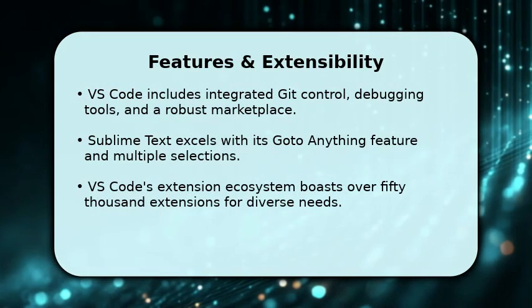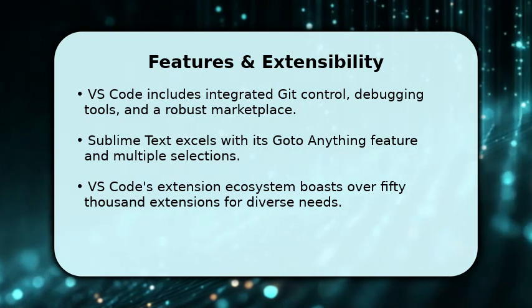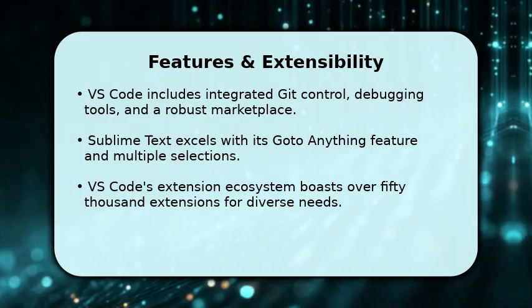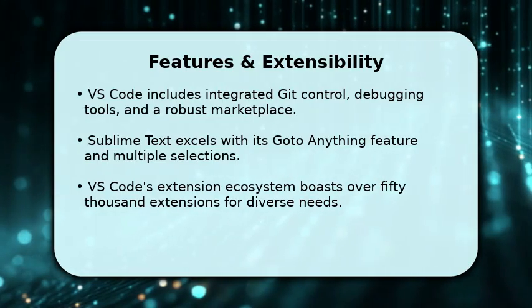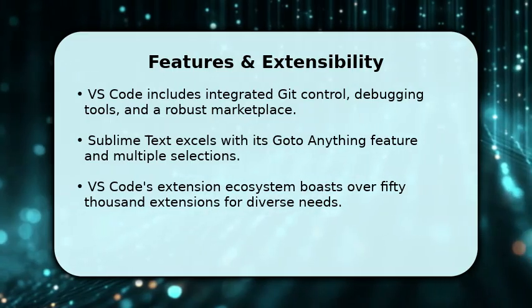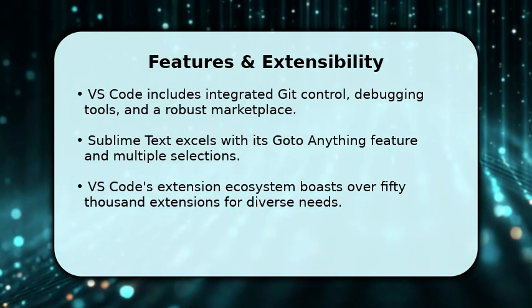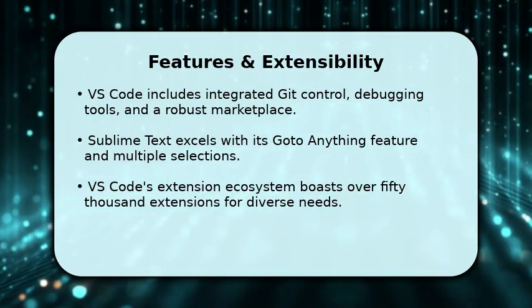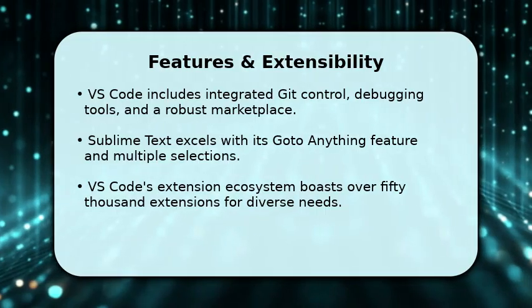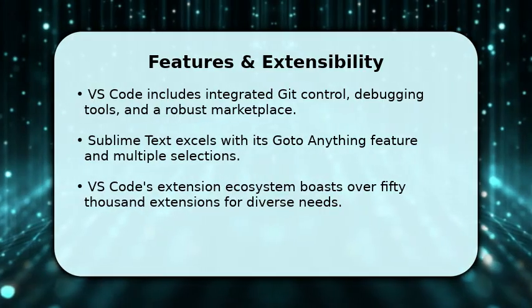When it comes to features, VS Code shines with its integrated Git, powerful debugging, and a vast marketplace. You can find over 50,000 extensions to tailor your environment. Sublime Text, however, offers unique features like Go to Anything for quick navigation and multiple selections for efficient editing. Its package control system provides thousands of packages, allowing for significant customization to enhance your workflow.